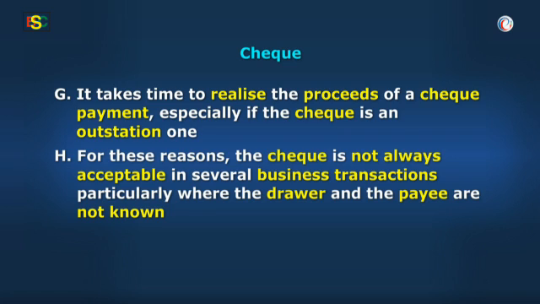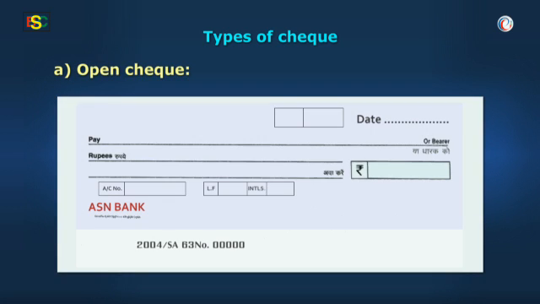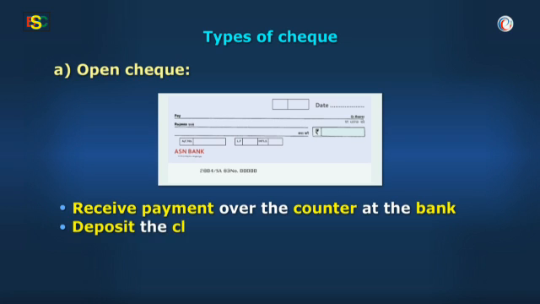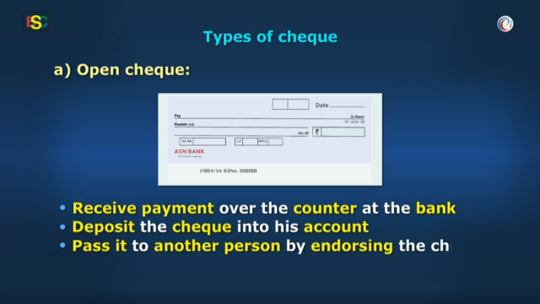Vidya, checks are of basically 4 types. A. Open check. A person holding an open check can 1. Receive payment over the counter at the bank. 2. Deposit the check into his account. 3. Pass it to another person by endorsing the check on the reverse side.